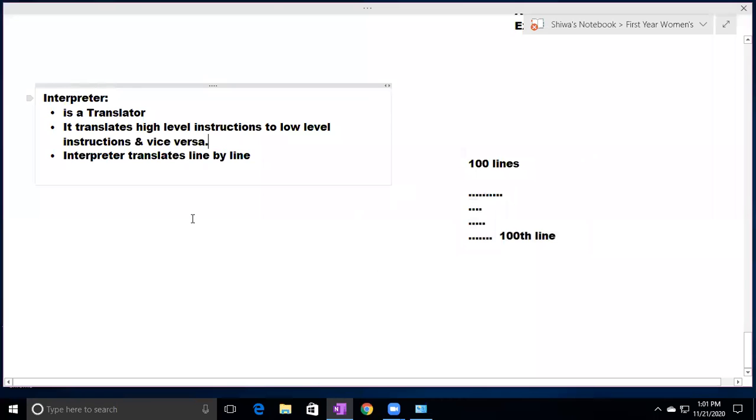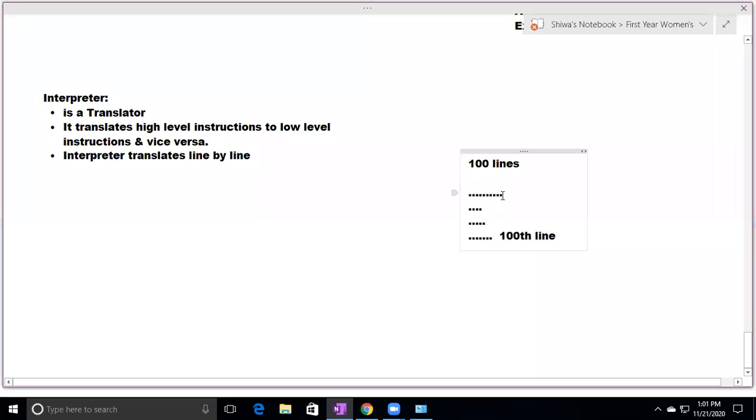Interpreter means interpreter translates line by line. It scans the first line and translates into the low level language. Then scans the next line, translates into the low level language. Then scans the next line, translates into the low level language. Just now I have given one example.